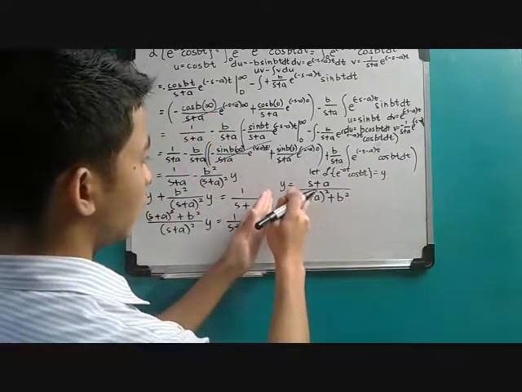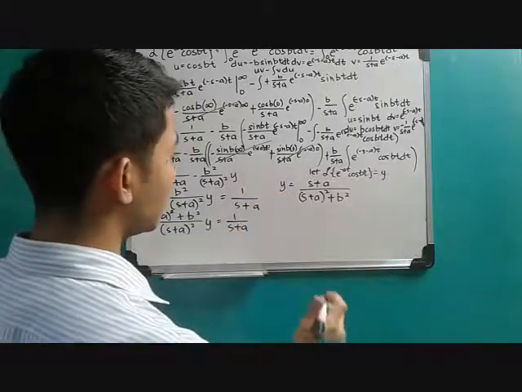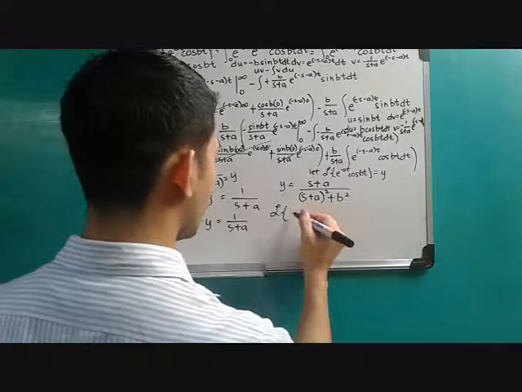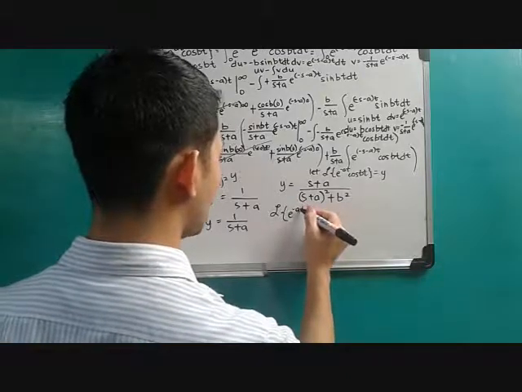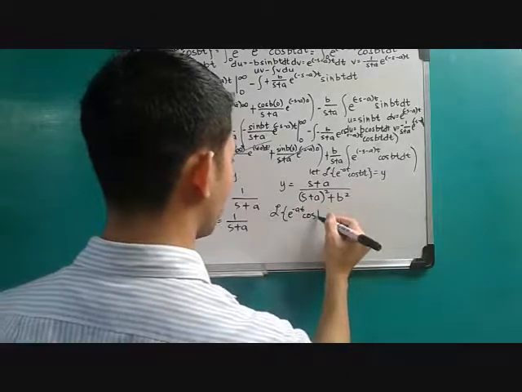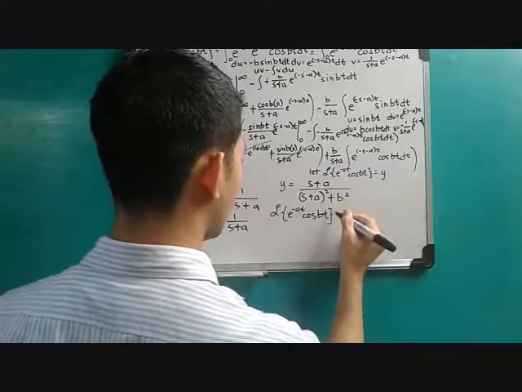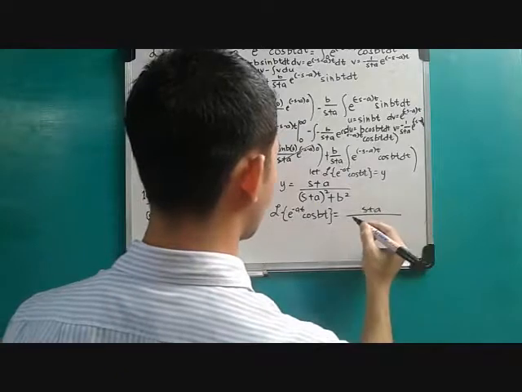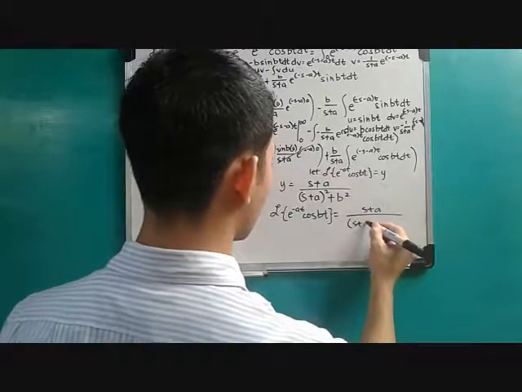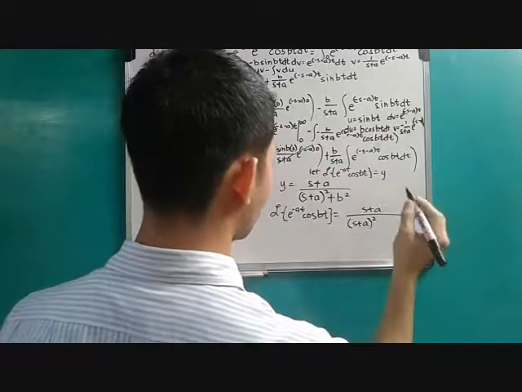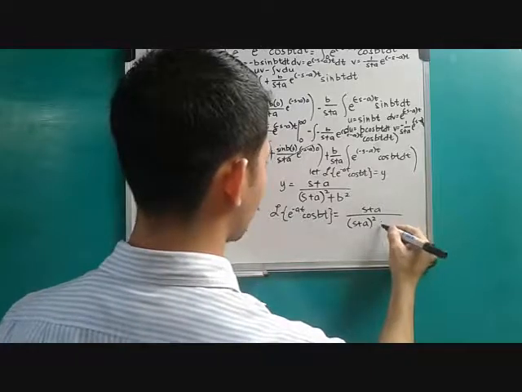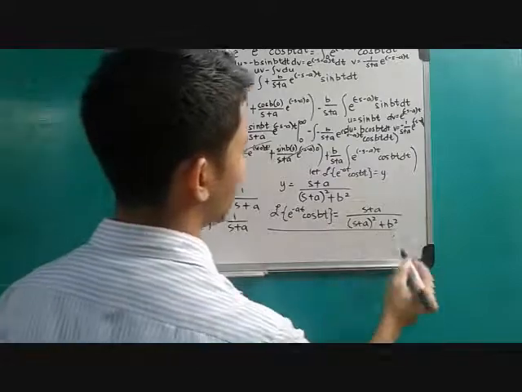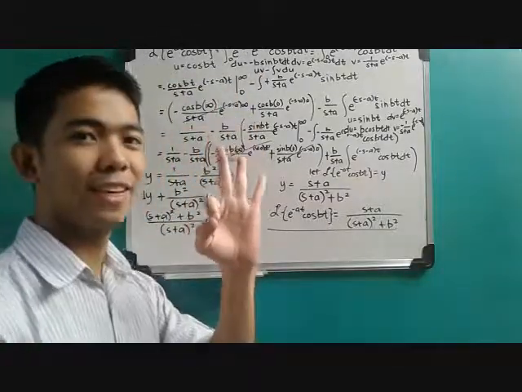So substitute the Laplace in y. This will become the Laplace of e raised to negative at cosine bt is equal to s plus a over quantity s plus a squared plus b squared. And that's the final answer. And that's how it is done.